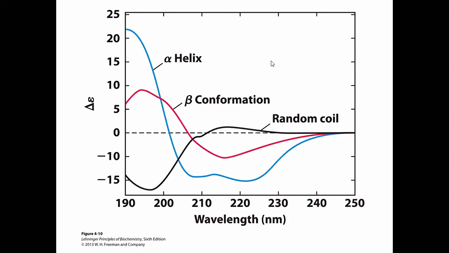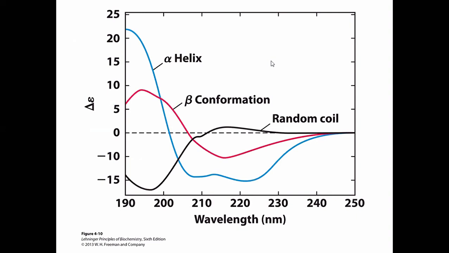When your protein has alpha helix, you will see the absorption. You will see the spectrum like the blue line. That's alpha helix, a very typical alpha helix, very easy to see. When your protein has beta conformation, then you will see the red line. But if your protein is random, it's not alpha, it's not beta, so you will see the black line.